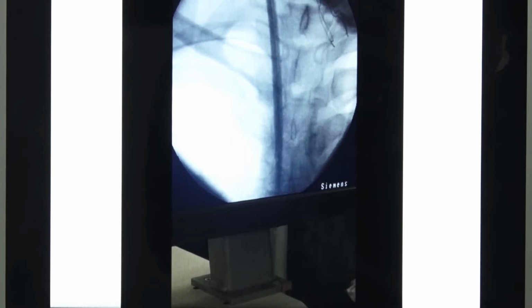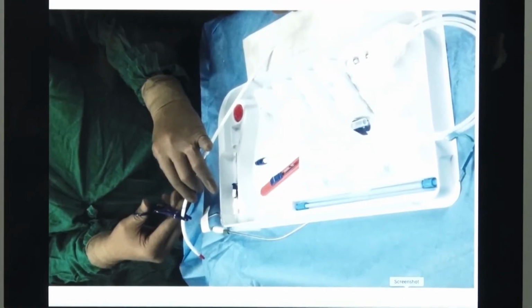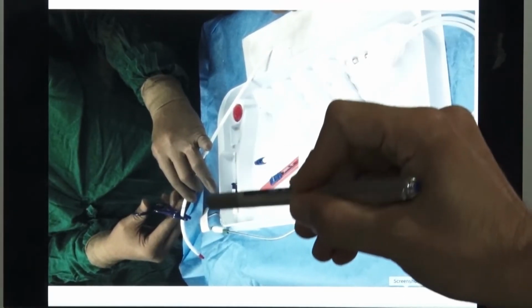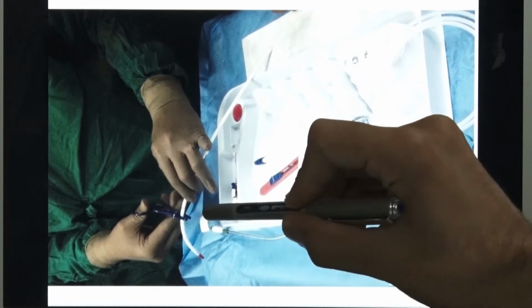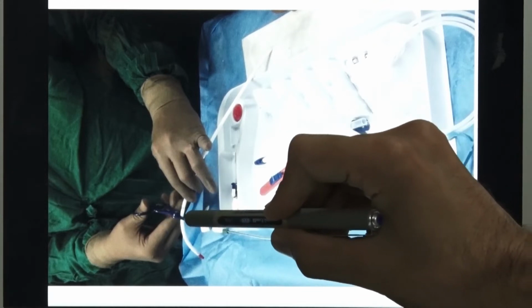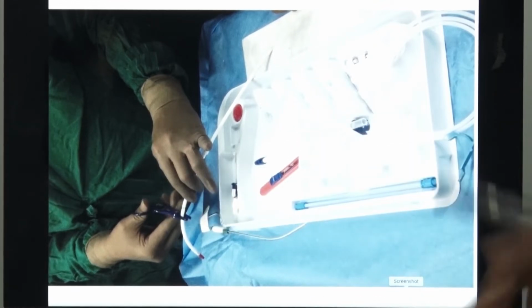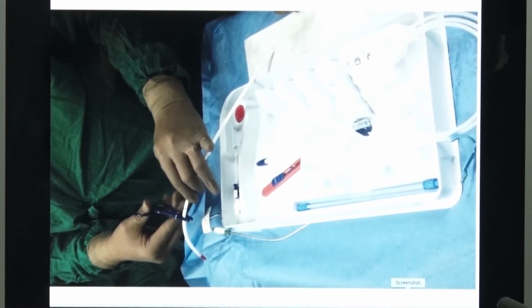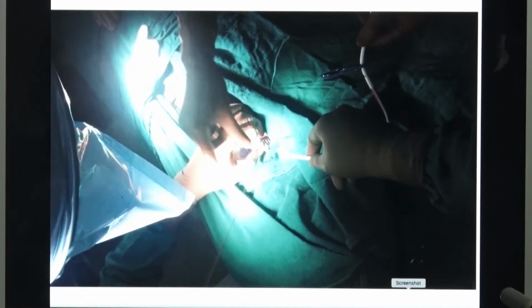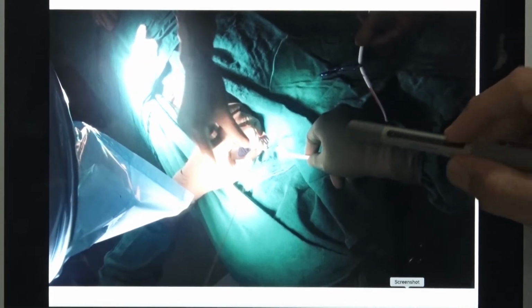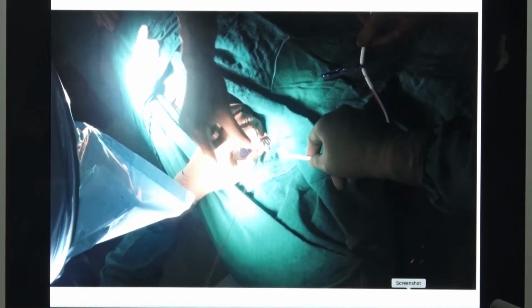So after the serial dilatation, the sheath is introduced, which again is done under fluoroscopic guidance. Inside, we take the catheter and put the venous clamp, so as to prevent air embolism. This clamp is put here, and the catheter is then introduced into the sheath under fluoroscopic guidance.